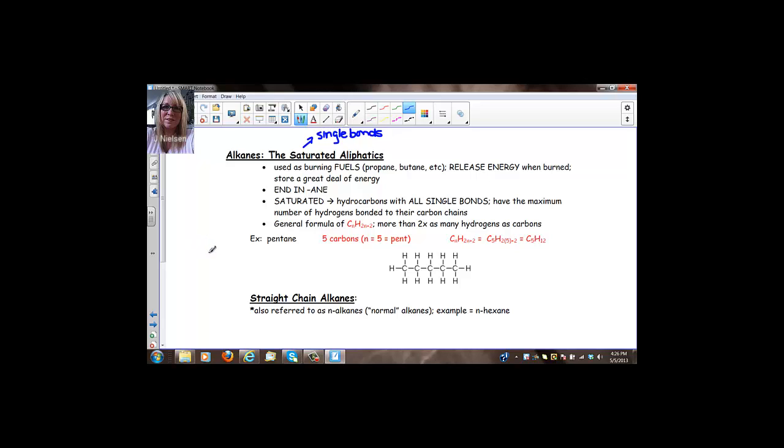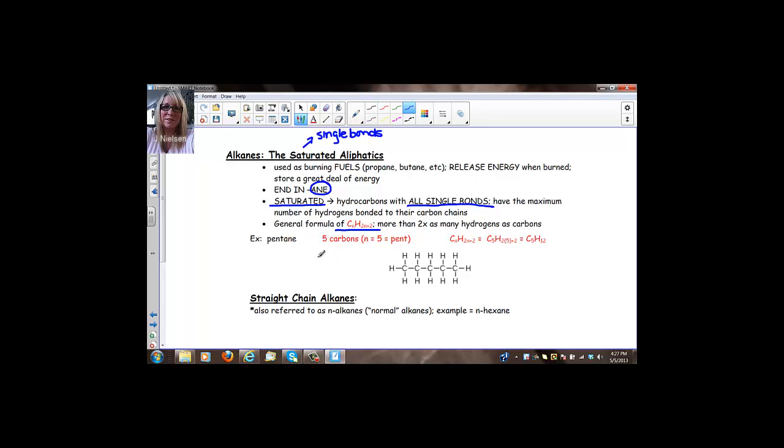They're used as fuels, propane, butane, etc. And they release energy when they are burned. And they also store a great deal of energy. They end in ane, and as I just said, saturated means all single bonds. They have the general formula CnH2n+2, which means that their hydrogens are 2 more than twice the amount of carbons.